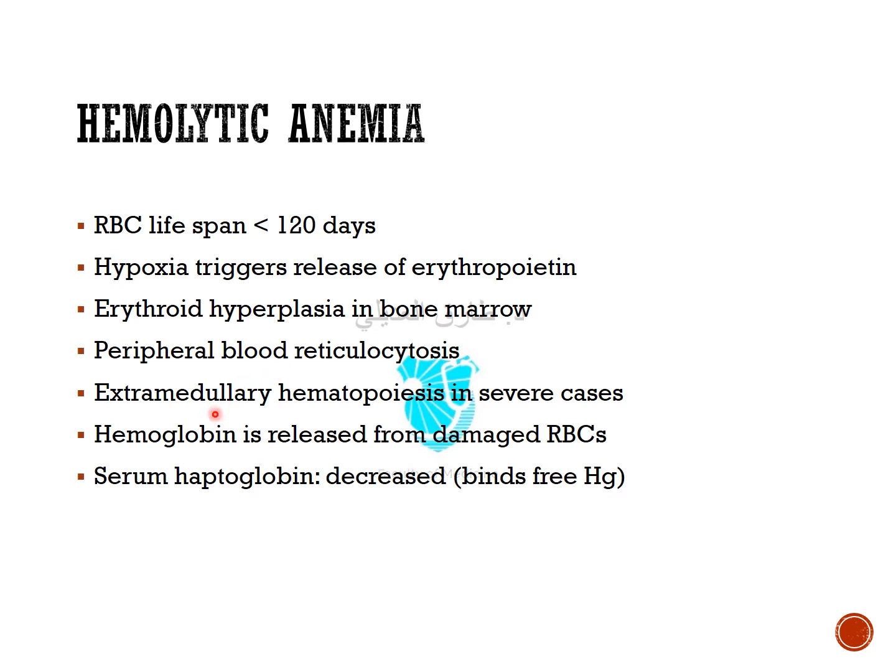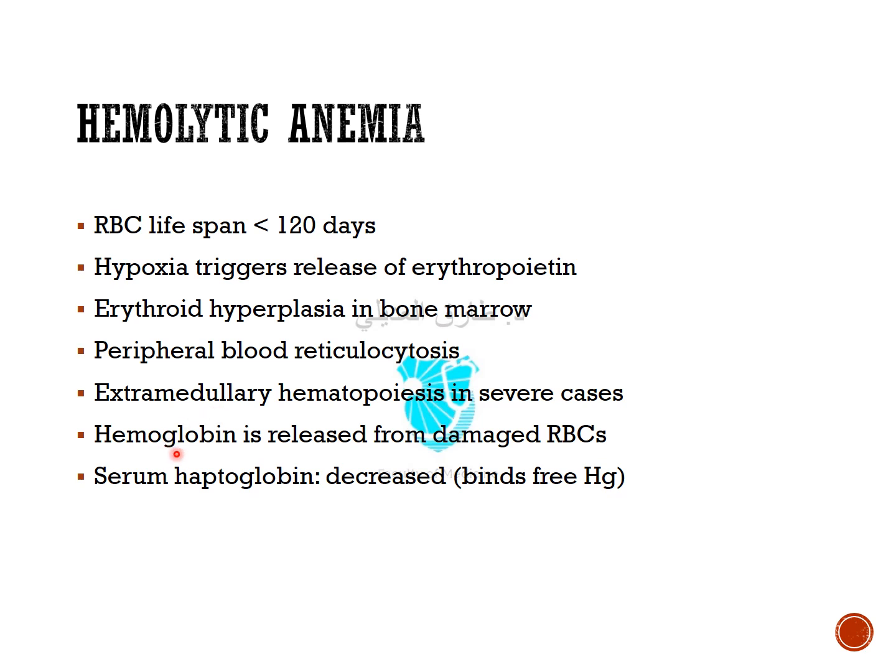In severe cases, as we mentioned earlier, if erythropoietin is very high and persistent for a long time, the patient will develop extramedullary hematopoiesis. Okay, there is production of blood cells from the spleen and the liver. So the patient will have hepatosplenomegaly, enlarged spleen and liver.